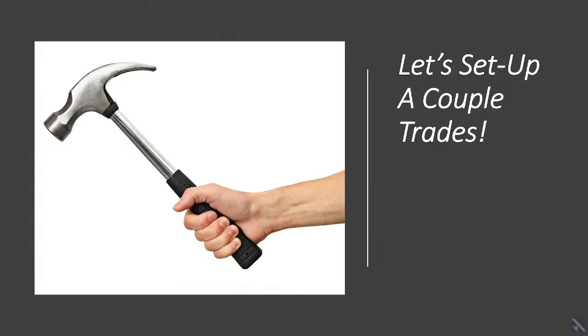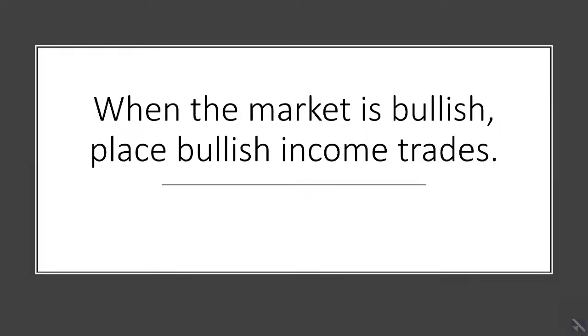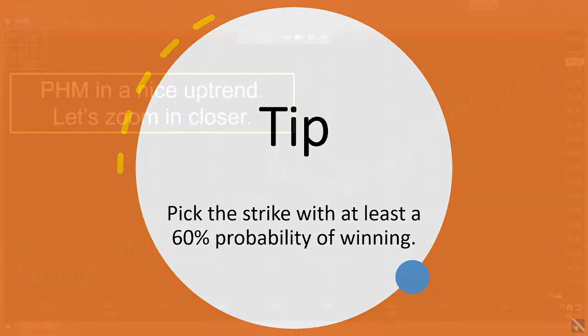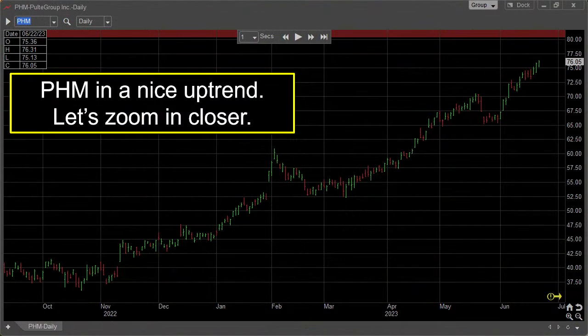Now, I'm going to be showing you some numbers, so pay attention. These are actually some trades that I did with my clients recently. Now, when the overall market is bullish, we're going to place bullish income trades. And what I want you to direct your attention to here is picking options with at least a 60% probability of winning. Now, this is a trade that I took actually a few months ago. It was in June, July.